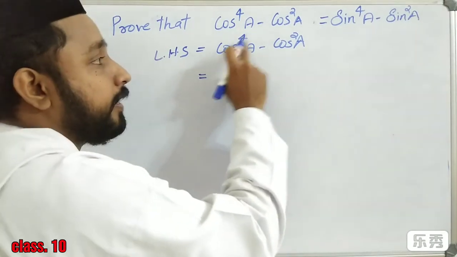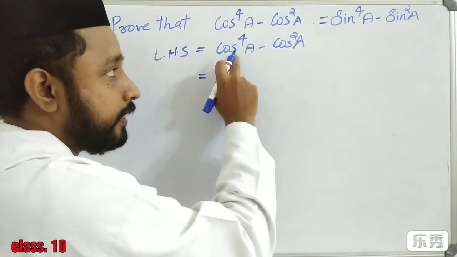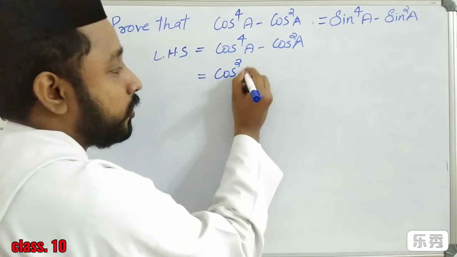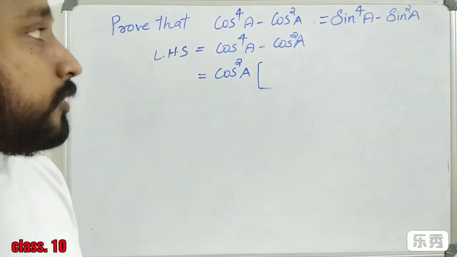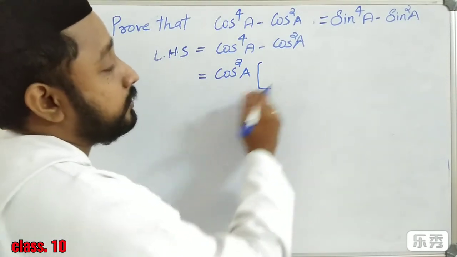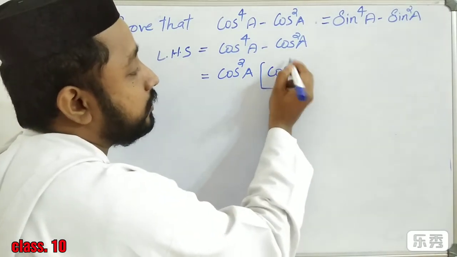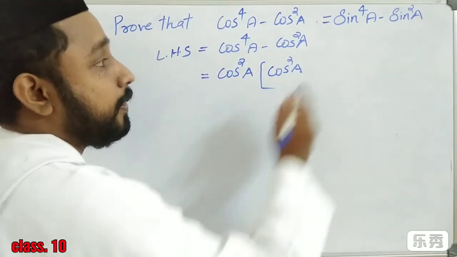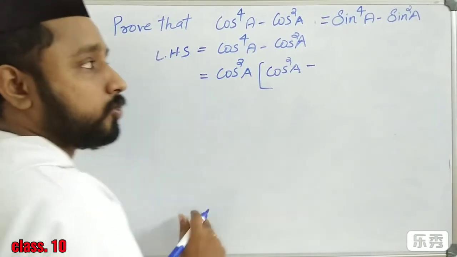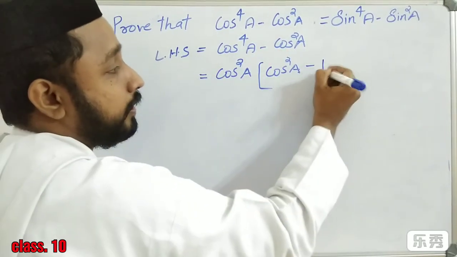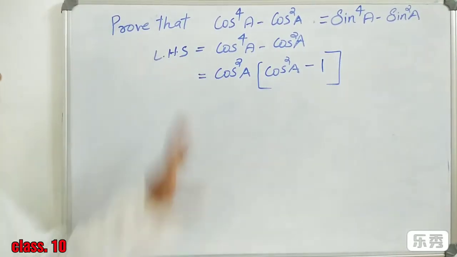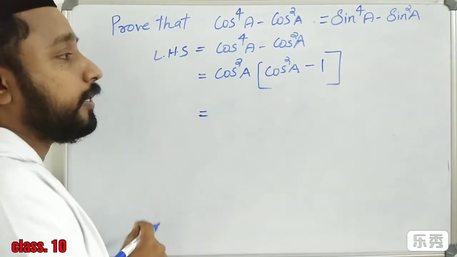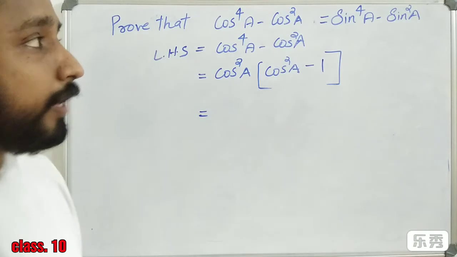Here cos raised to 4a, here cos square a, here also cos square a is there. We can take cos square a outside. Then cos raised to 4a, when we took cos square a outside, then remaining is cos square a. Cos square a into cos square a, cos raised to 4a. Therefore cos square a minus here cos square a, when we take cos square a outside, the meaning is 1. So first step is taking cos square a outside, which is equal to cos square a into cos square a minus 1.